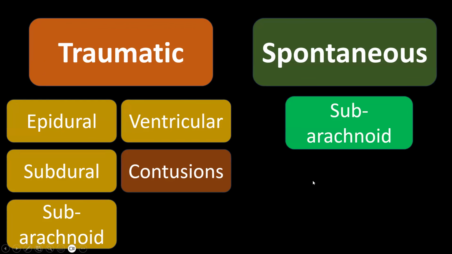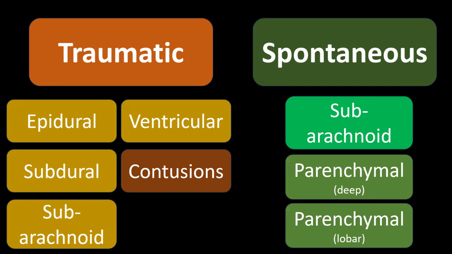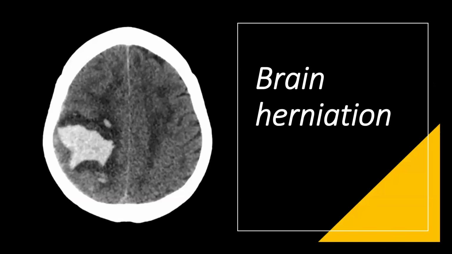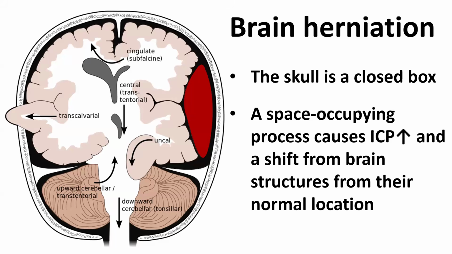When it comes to spontaneous hematomas, we have the subarachnoid hemorrhage due to a ruptured cerebral aneurysm, and we have our parenchymal hematomas, either deep or lobar. Let's talk now about brain herniation. What is brain herniation? Well, the skull is a closed box, holding the brain, surrounded by cerebrospinal fluid and vascular structures. It has a fixed pressure, so as soon as you have a space-occupying lesion causing an increased intracranial pressure, you will get a shift of brain structures from their normal location, and that is called brain herniation.